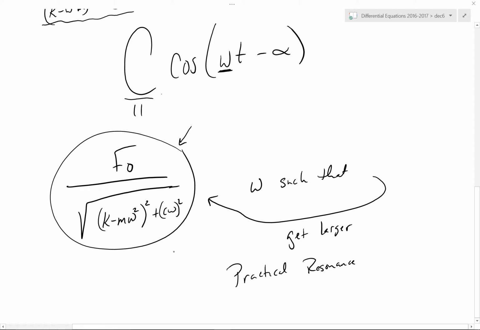Again, notice what happens if c is 0. Then this piece here cancels out. Yes, it would cancel out, and you'd be left with just this part right here.